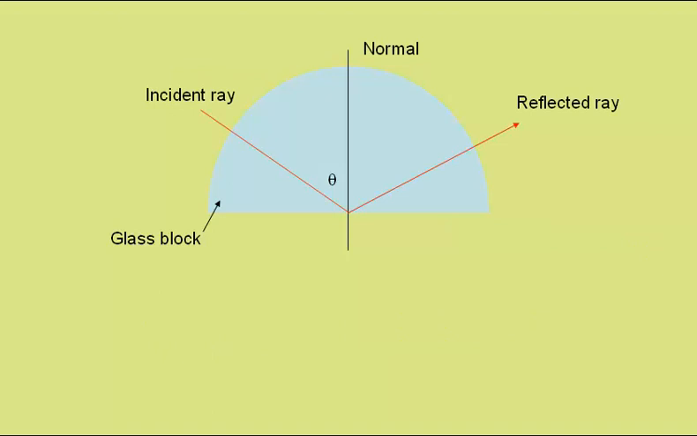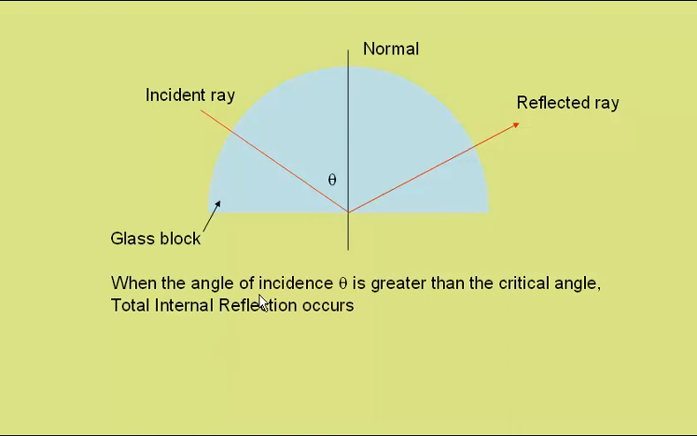Now the angle of incidence has been increased beyond the critical angle, and all the light now reflects at this glass to air boundary. So we now have a reflected ray. So when the angle of incidence theta is greater than the critical angle, we say total internal reflection occurs. In symbols now, theta is greater than theta c, the critical angle.